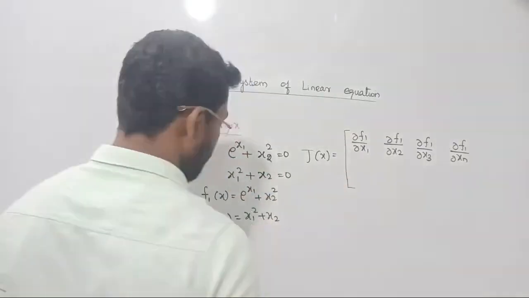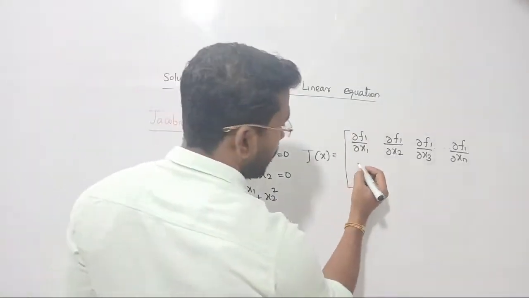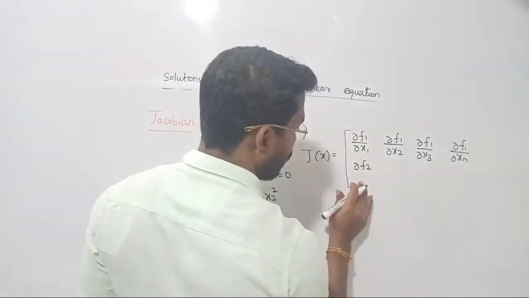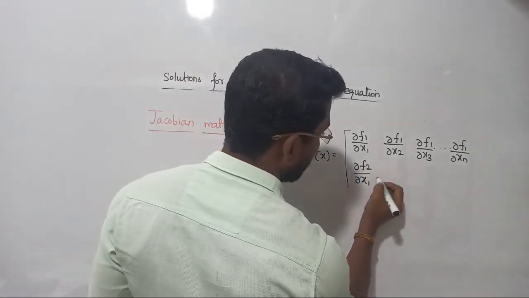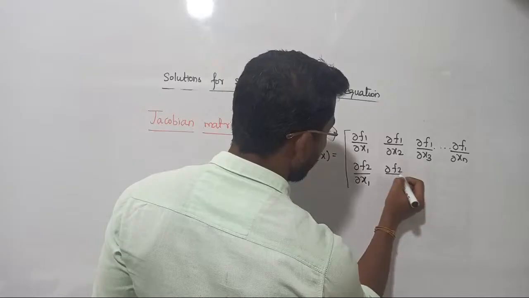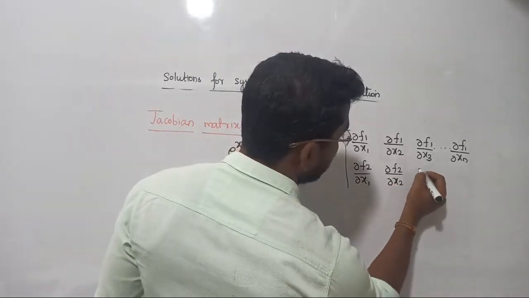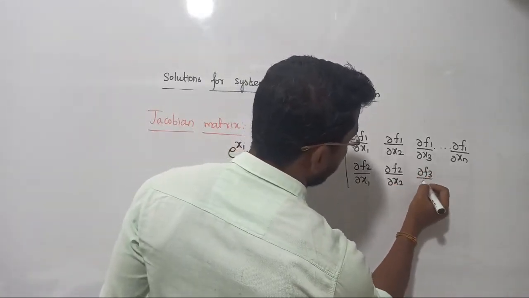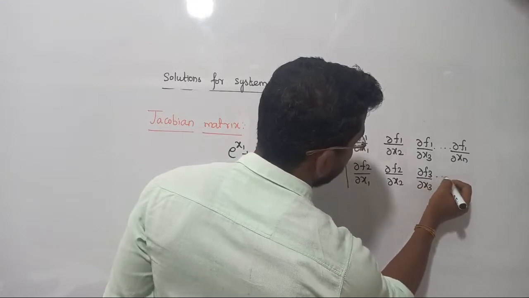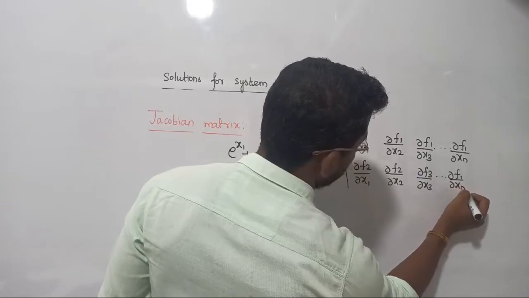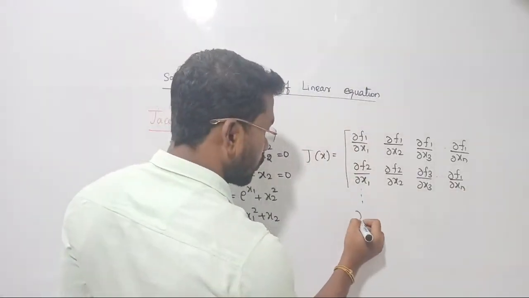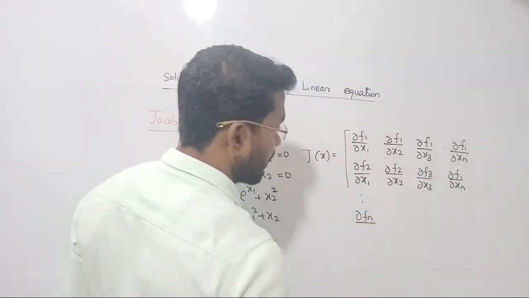Similarly, in the second row we have one more function, so how do you write it? Let me write the general formula: dou f2 by dou x1, similarly dou f2 by dou x2, similarly dou f2 by dou x3, and so on. You can go up to dou xn. Like that you can go up to the last function, with the last variable.